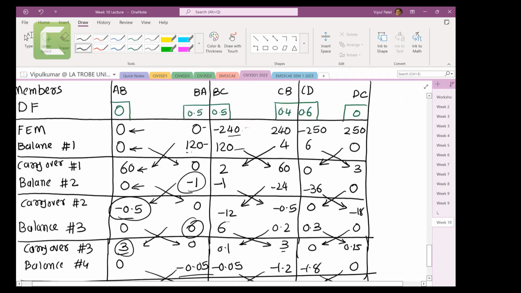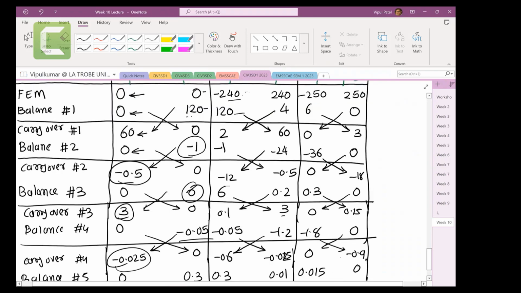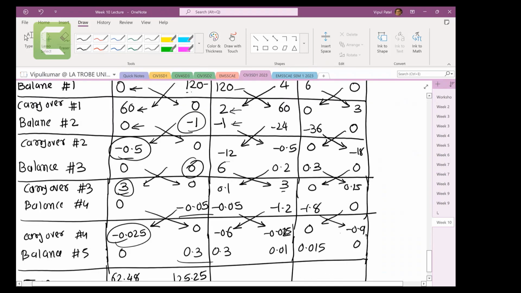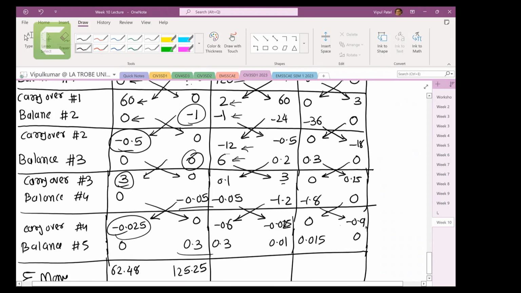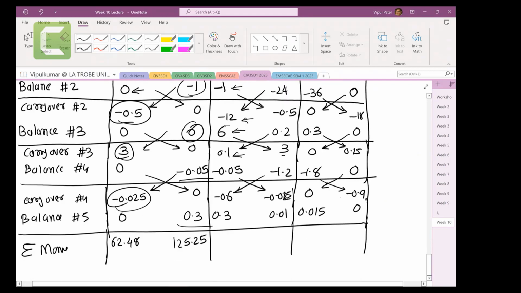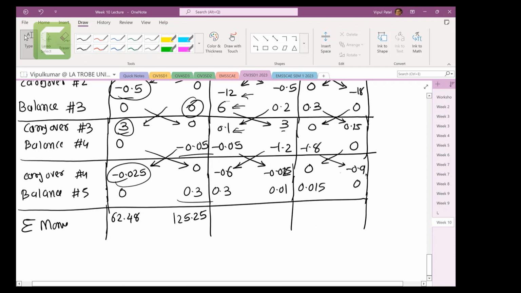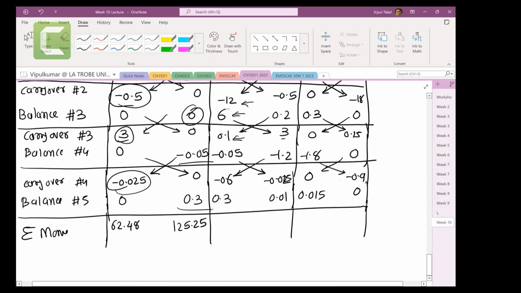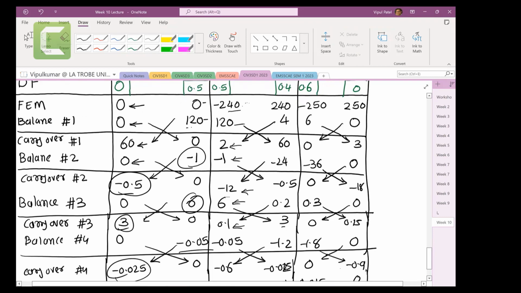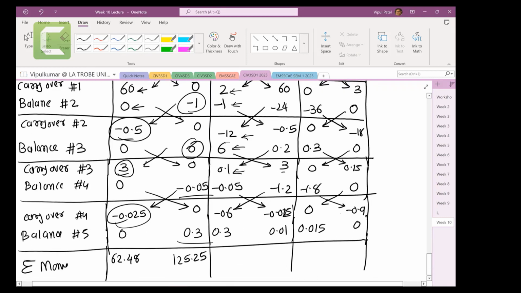Do it again. Minus 240 plus 120, 120 plus 2 minus 1, minus 12 plus 6, plus 0.1 minus 0.05 minus 0.6 plus 0.3. You get something, I screwed up. Let's type it again. Minus 240 plus 120 plus 2 minus 1 minus 12 plus 6 plus 0.1 minus 0.05 minus 0.6 plus 0.3. Yep, that's finally good. Minus 125. Stop it here.